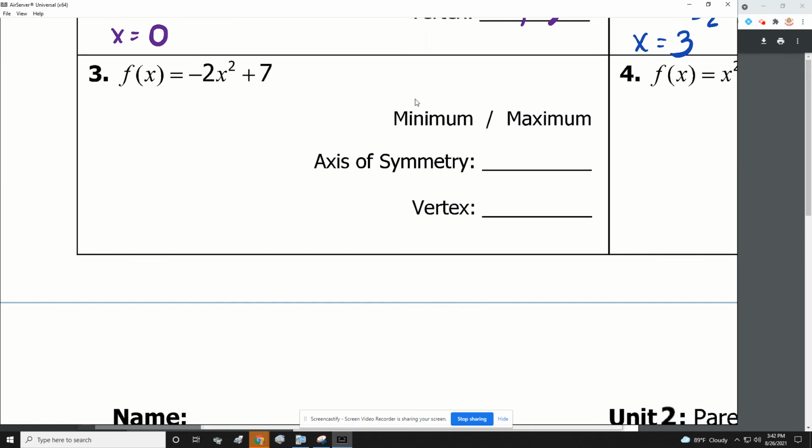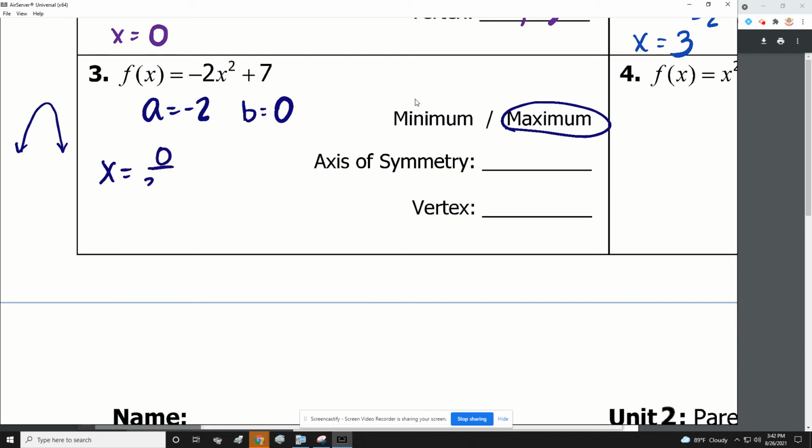Okay, so let's look at number 3. A is -2. Because A is negative, I know I'm going to open downward and have a maximum. B is the number in front of x. Well, I don't have an x, so in this case, B is 0. So our axis of symmetry, x equals the opposite of b over 2a. 0 divided by every other number besides itself is going to give you 0.